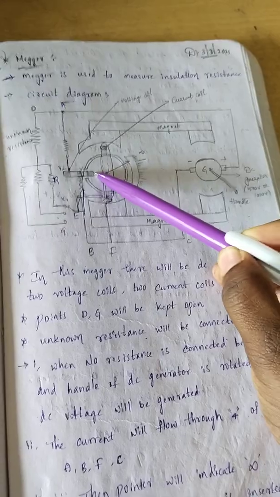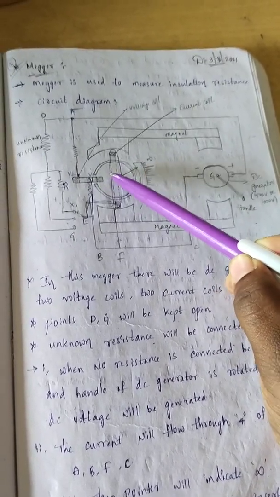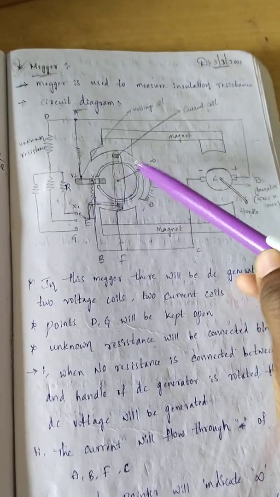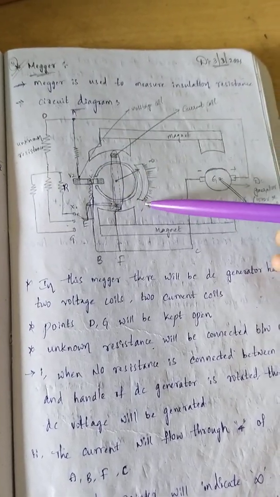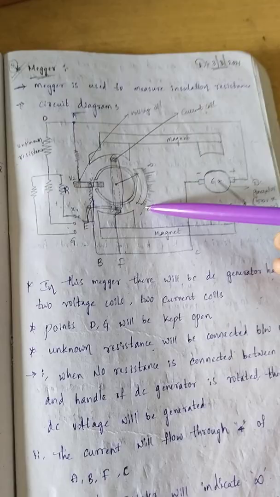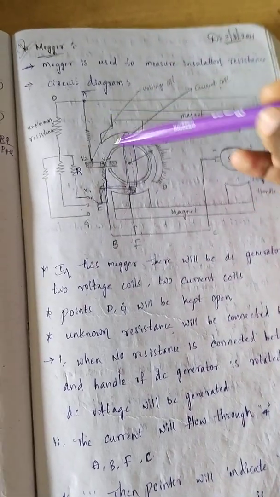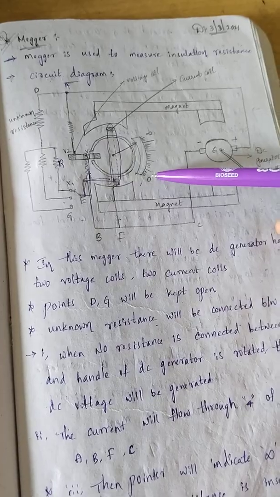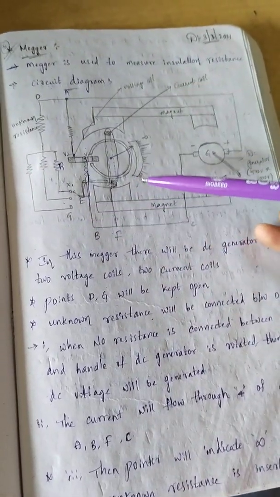So here also the torque will be produced. Here two fluxes will be produced, and here also torque will be produced. So because of this, a maximum torque will be produced and the pointer will deflect and it will show the 0 position. Okay, so here maximum torque will be produced and the pointer will indicate the 0 position. So this means the resistance which we have connected is indicated by 0. That means 0 resistance. That means the short circuit. So short circuit is nothing but 0 resistance.